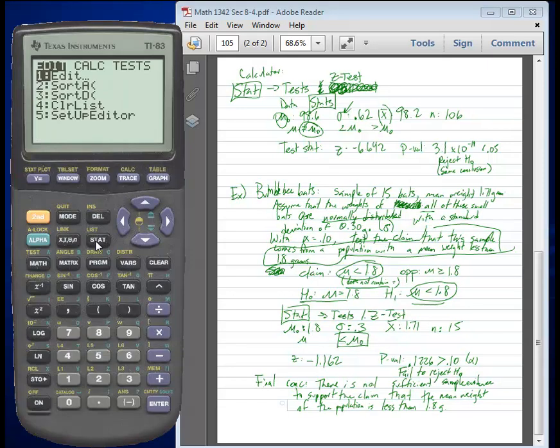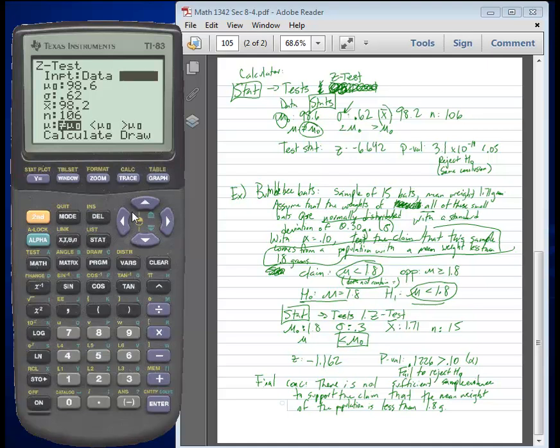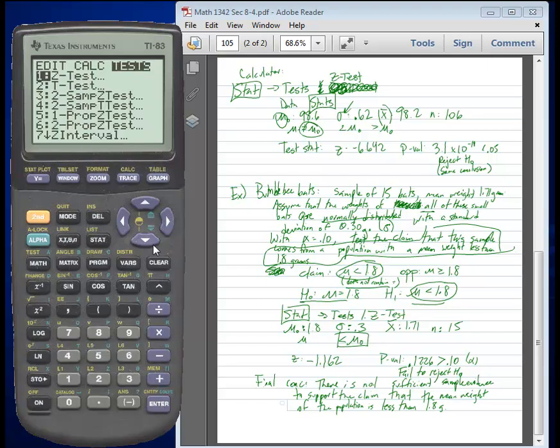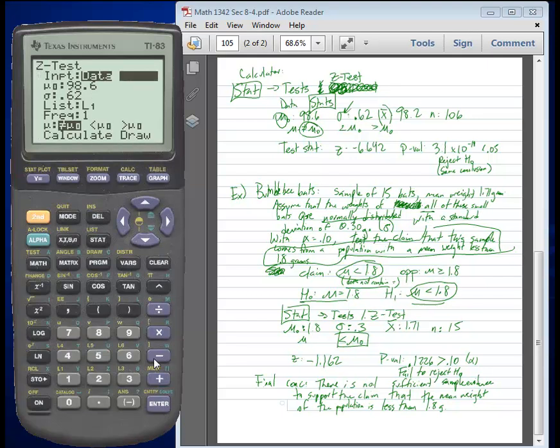Alright, so again, we'll go to z-test to find that, number 1 on our stat tests list. Okay, again, we don't have that list of the actual bat weights. If we did, we could put that into L1, stat, edit, and put those in L1, and then use our data option under z-tests. But we have a summary of that information. We have the statistics. So our mu0, the mean that we're comparing to on our claim, is 1.8. Mu0 coming from the H0.